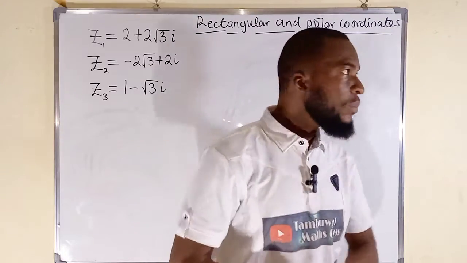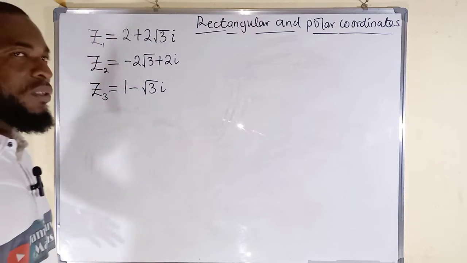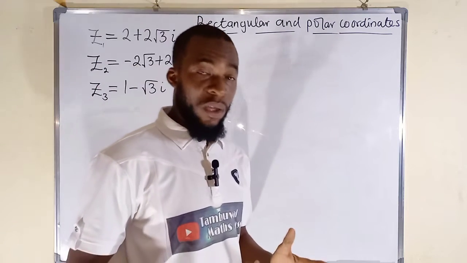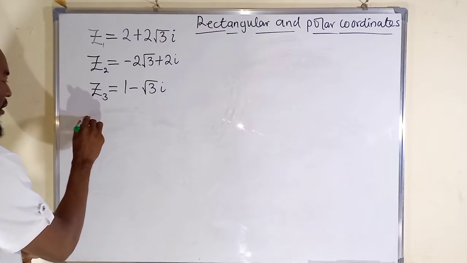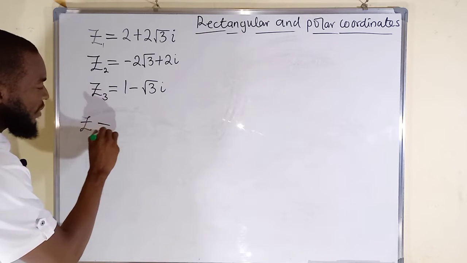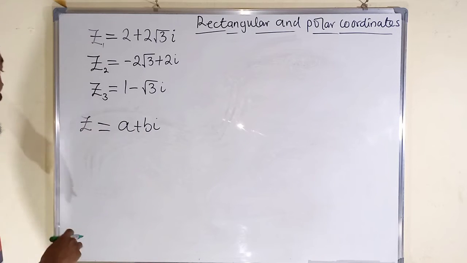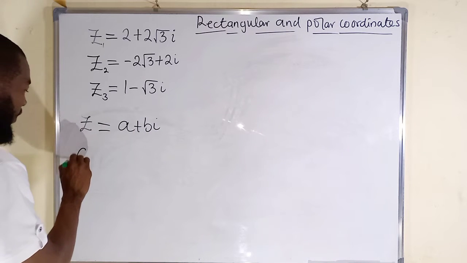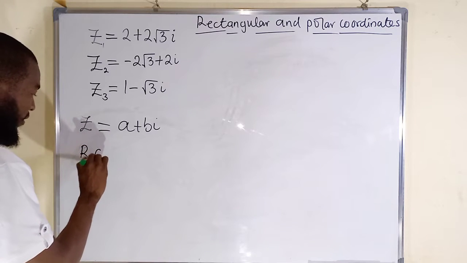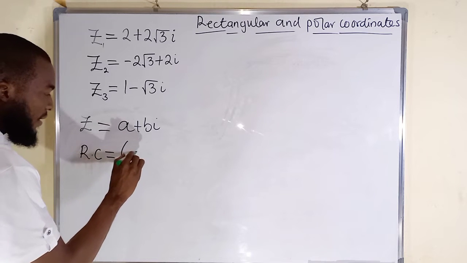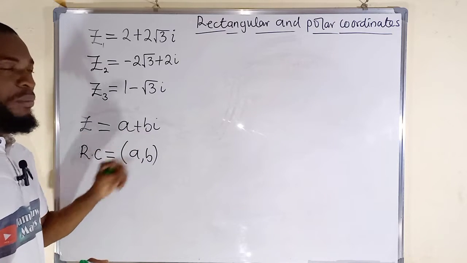And distance. So we have three problems here, and we want to write each of these complex numbers in a rectangular coordinate, likewise in a polar coordinate. So let me write this. Generally this is how a complex number is written in standard form: z equals a plus bi. This is the standard way of writing a complex number. Therefore, the Cartesian or rectangular coordinate, let me write it as RC, is equal to the point (a, b), where a is the real part and b is the imaginary part.